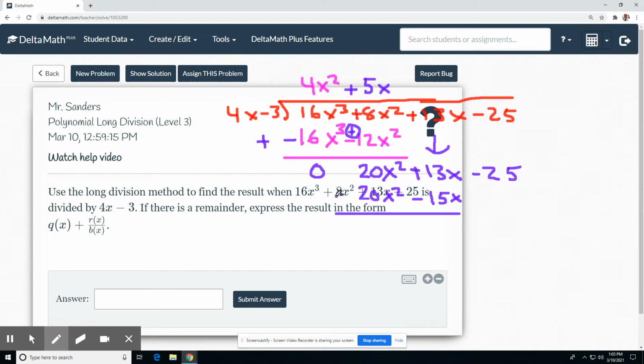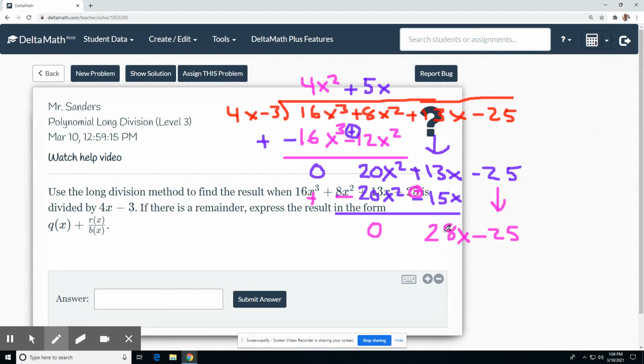Change the signs. I like changing colors on these. So that becomes a negative 20x squared. That becomes a positive 15x. Now we add straight down. These zero out. They have to. And then 13x plus 15x is 28x. Drop the minus 25.